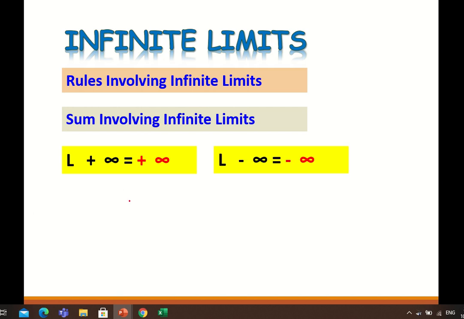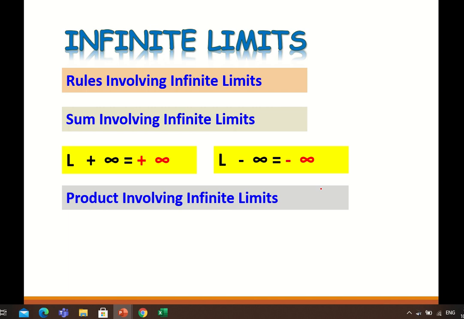And if you have L minus infinity, just imagine you have 1 minus 1 billion. It has no significant effect. So that's why we take negative infinity here. So if you encounter this situation where you are subtracting infinity from a certain number or value, the result here is negative infinity.